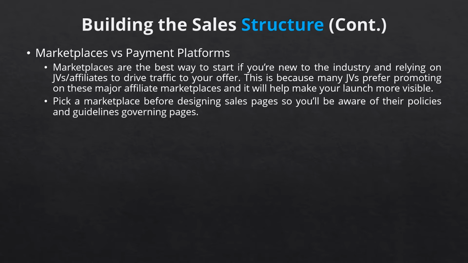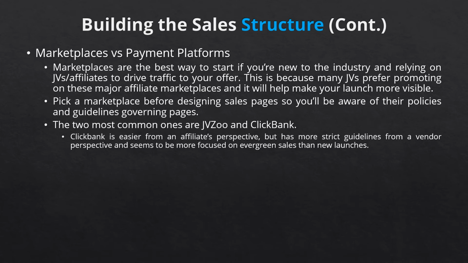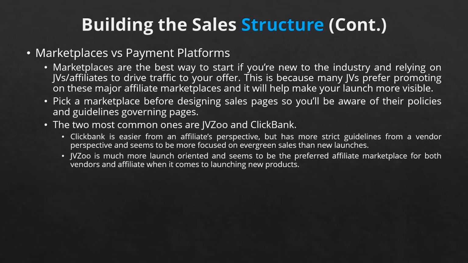For a long time, ClickBank was the preeminent go-to affiliate marketplace for digital goods. In recent years, however, JVZoo has emerged as an even more popular marketplace for hard launches. ClickBank has the benefit of being a little easier to use from an affiliate point of view because most products don't require you to wait for the vendor to manually approve you as an affiliate. However, ClickBank also is much more strict in its guidelines for vendors and their pages, and they also seem to be more evergreen-oriented than launch-oriented. JVZoo, on the other hand, is much more launch-oriented, and it seems to be the preferred affiliate marketplace for both vendors and affiliates when it comes to launching new products.